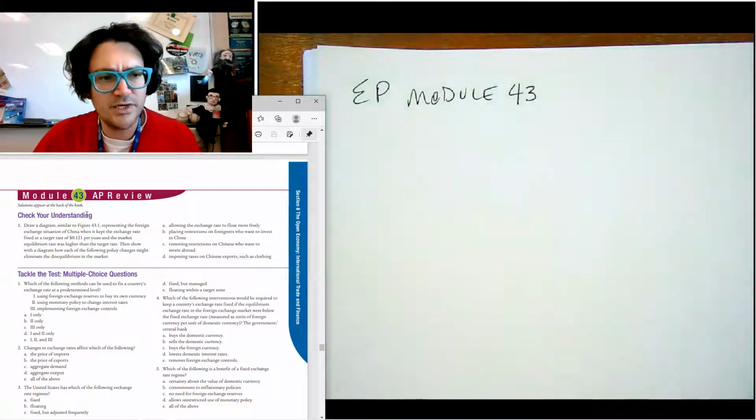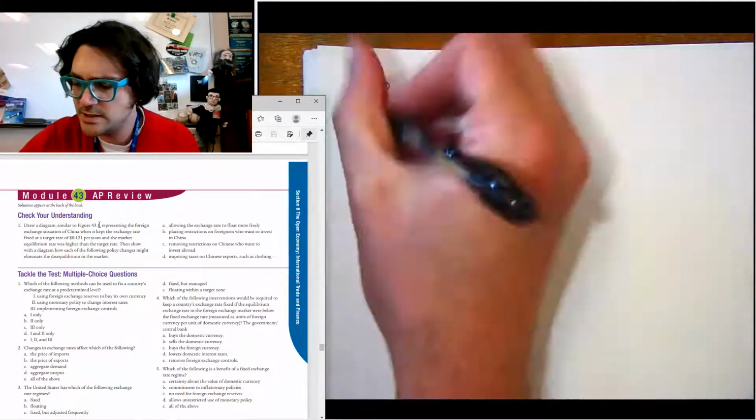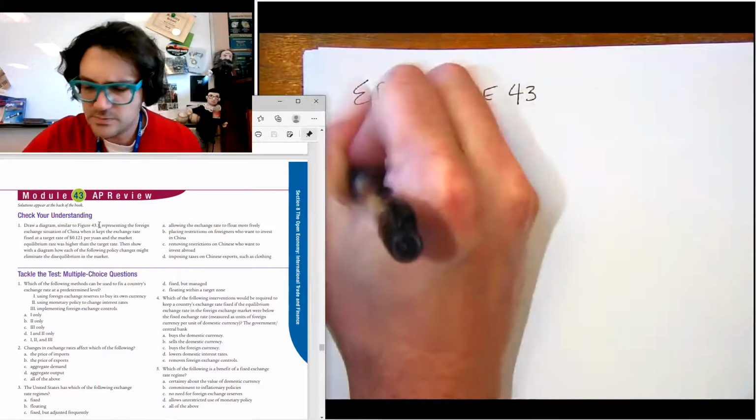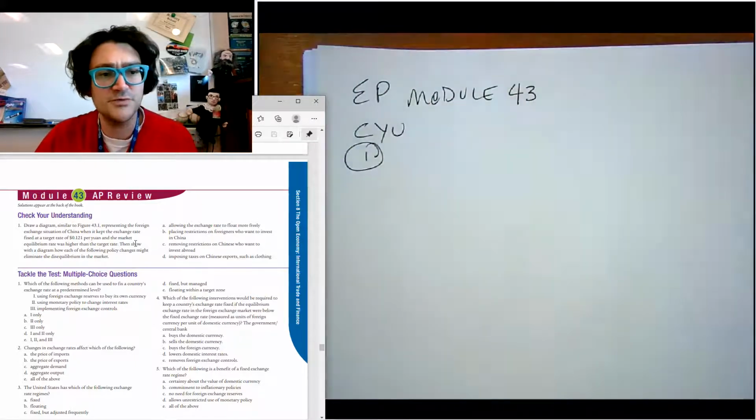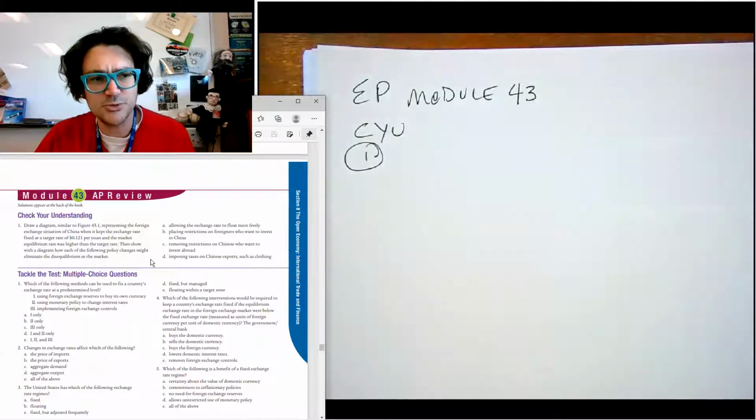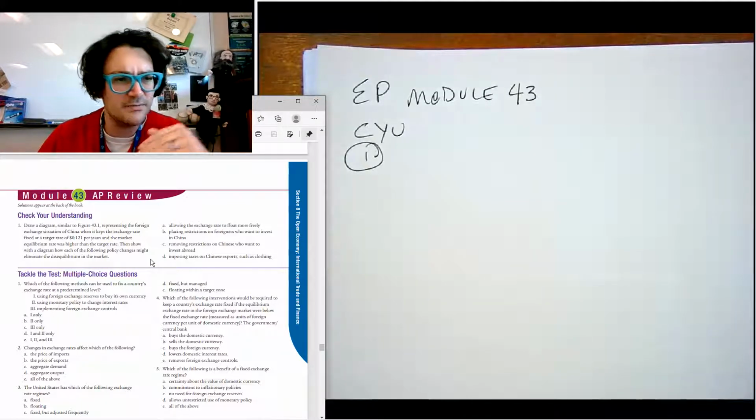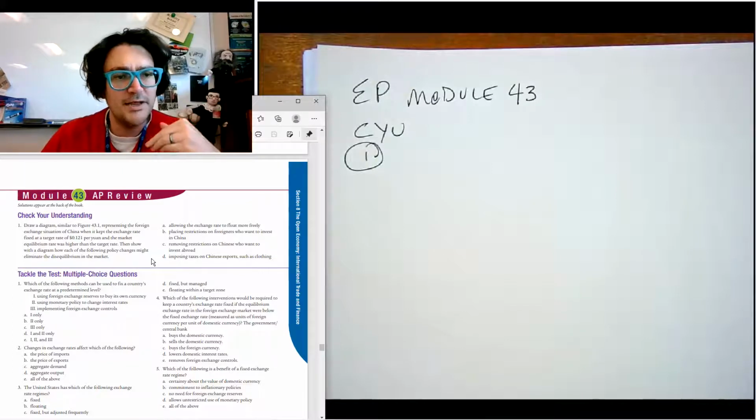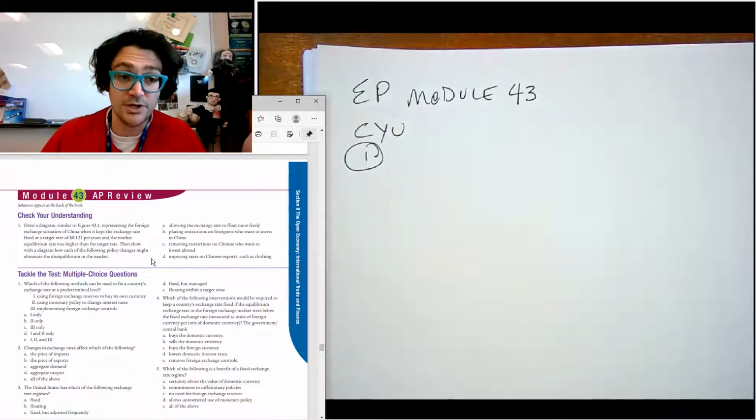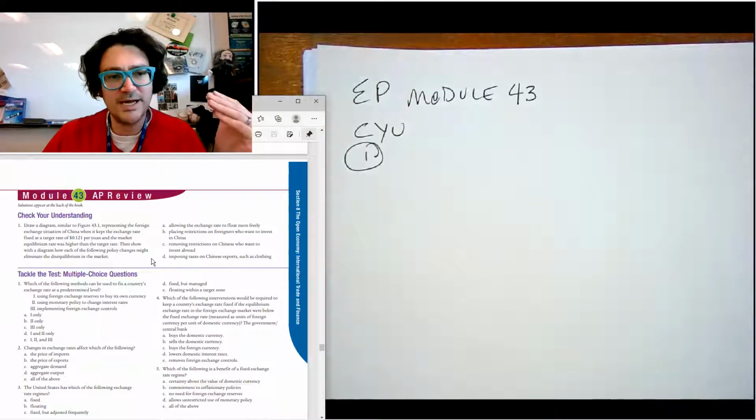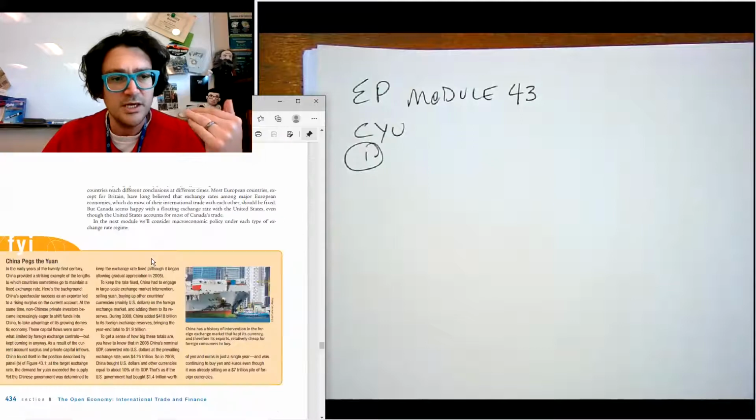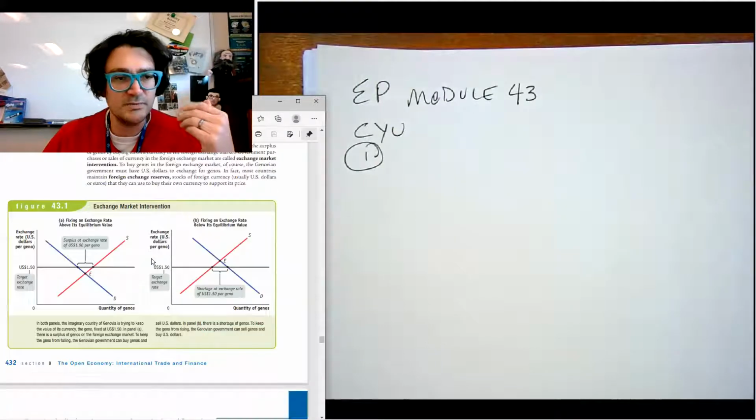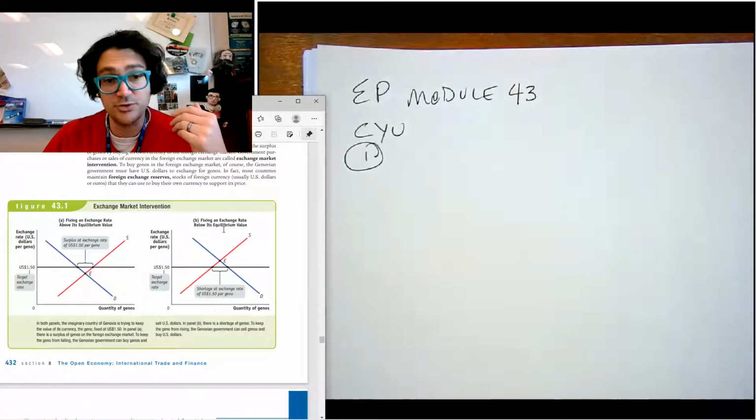So it says draw a diagram similar to figure 43.1 representing the foreign exchange situation of China when it kept its exchange rate fixed at a target rate of 0.121 dollars per yuan, and the market equilibrium rate was higher than the target rate. Then show in the diagram how each of the following changes would eliminate the disequilibrium in the market. So 43.1, I've seen it, but it looks like basically this picture on the right.